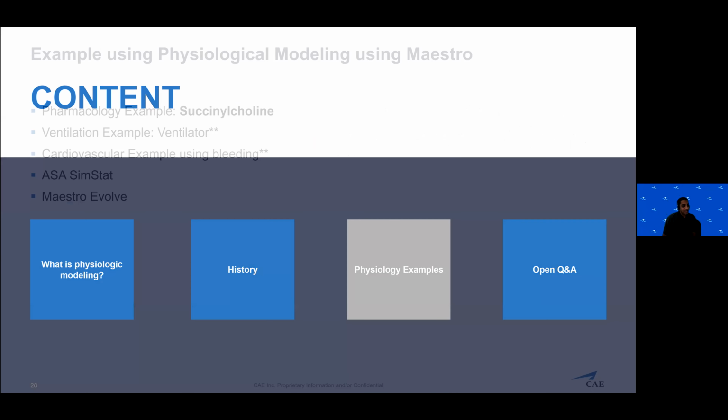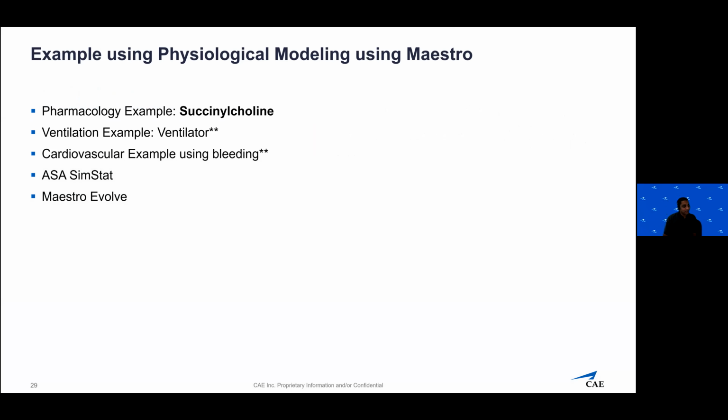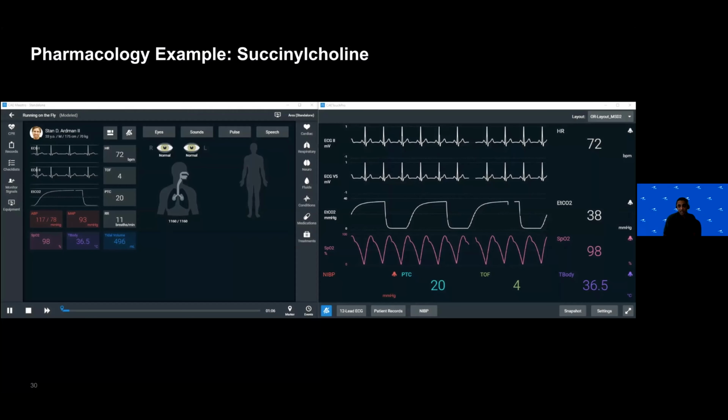And so we certainly want to show you a few examples of this, right? I know we only have a few minutes left in the end here, but we're going to show you succinylcholine, a vent example, and then we'll show you bleeding out and the impact it has on our physiological model, so you have a chance to really see that real impact. I do want to show you a games-based version of that, and then we'll talk about Maestro Evolve as well. So do you want to talk through this example, Richard?